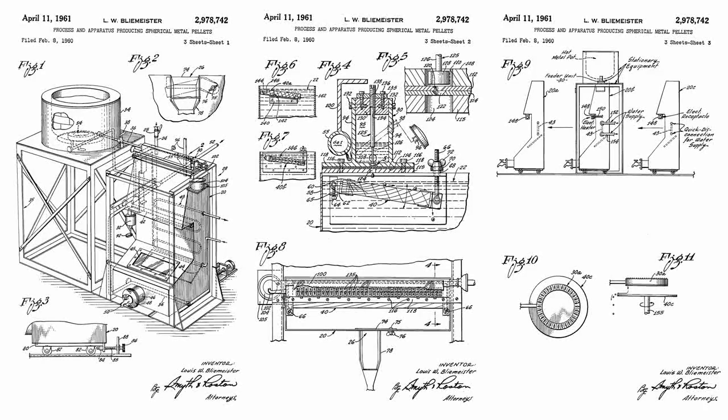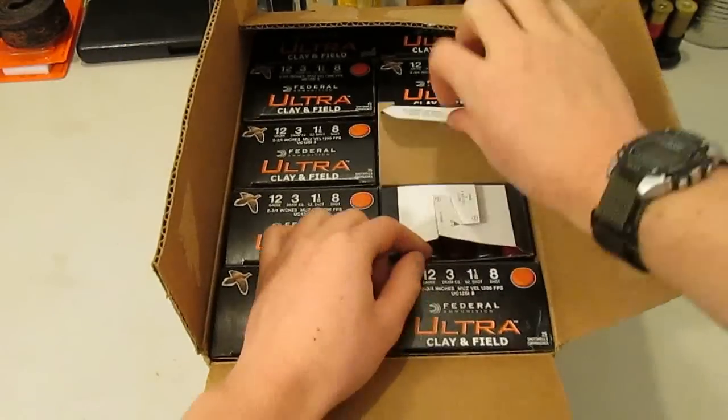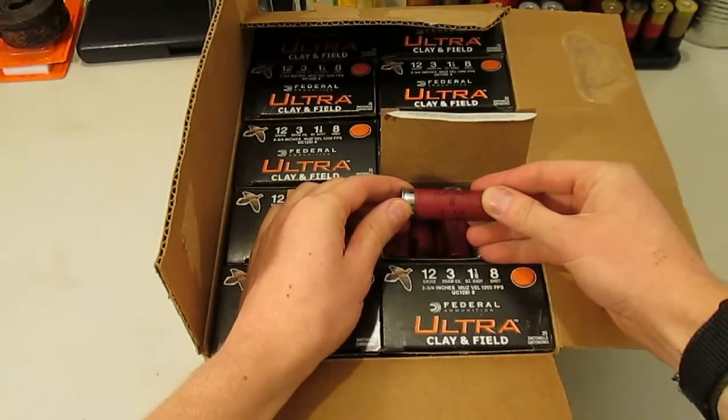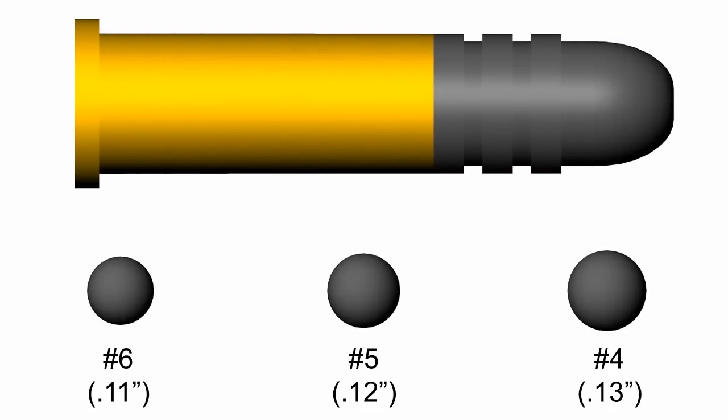Since number 9 through number 7 lead birdshot is less expensive to manufacture than most larger sizes, they're what you'll usually find in cheap, steel-based bulk-pack shot shells that are great for inexpensive plinking and training. Next, number 6, number 5, and number 4 birdshot are popular for hunting most upland game, as well as smaller or close-range waterfowl.